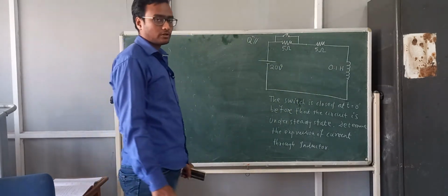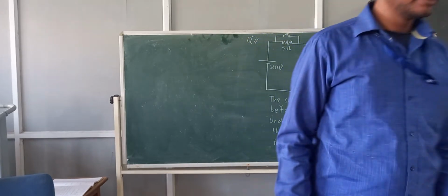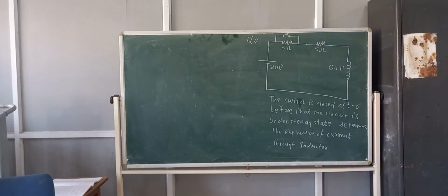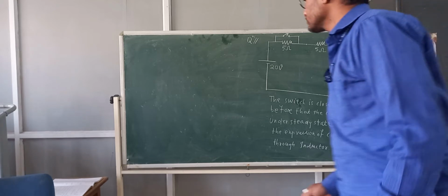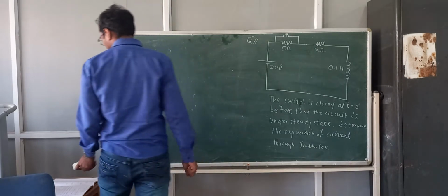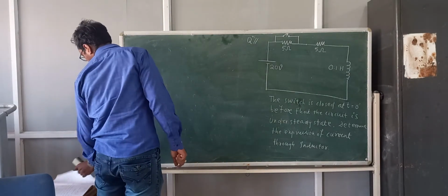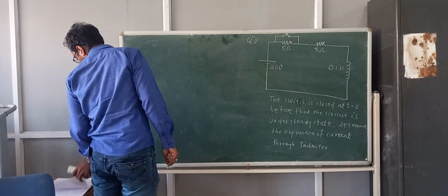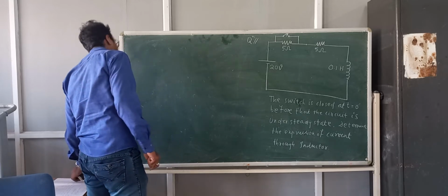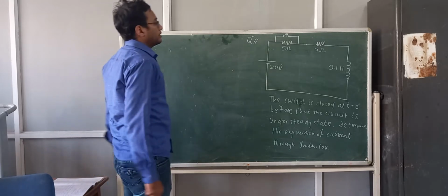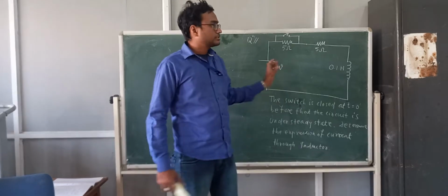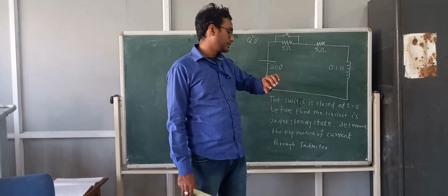Now we have to solve this. Let us solve this. Let us understand this question. What is happening here? Then we will solve this. It is a very easy question, but it requires conceptual clarity.